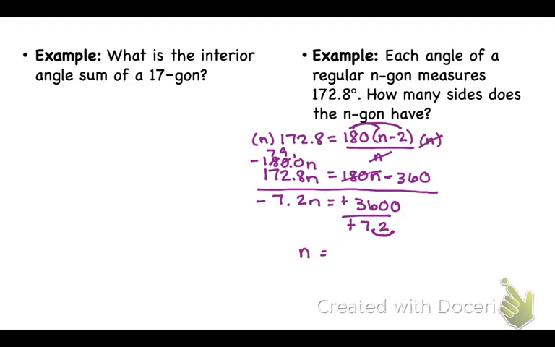Okay, so how many times does 36 go into 36? 1. So that makes it 100, doesn't it? How many times does 36 go into 72? Twice. Well, do you know 100 divided by 2? 50. So how many sides were in this? 50 sides.